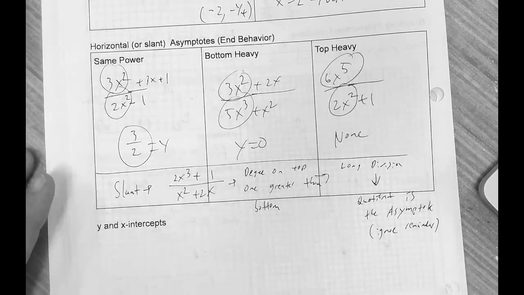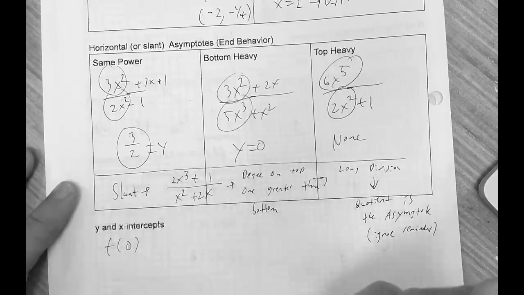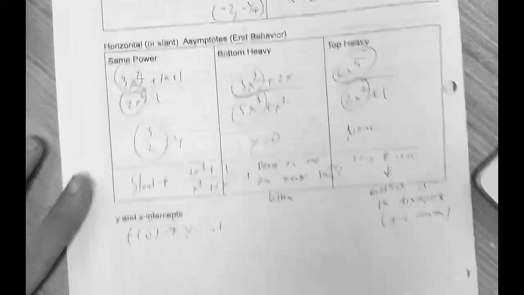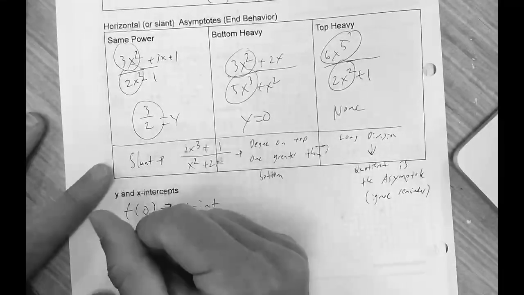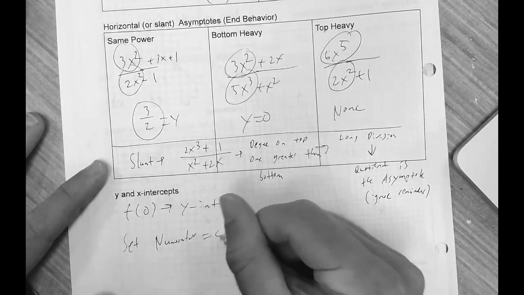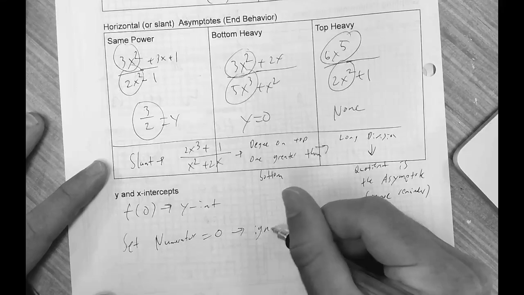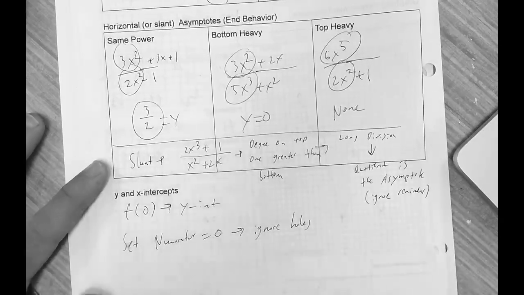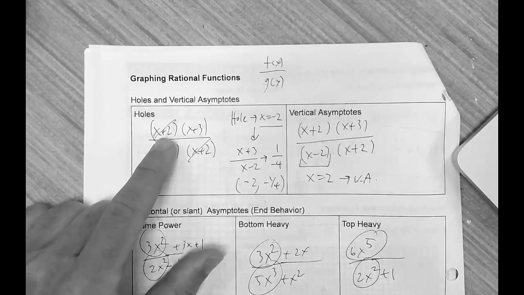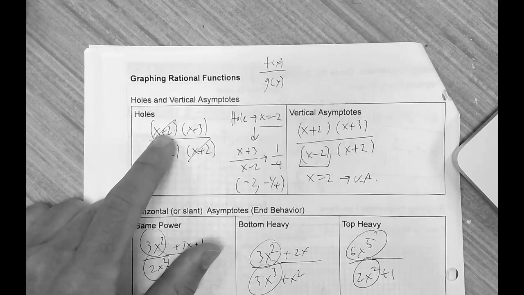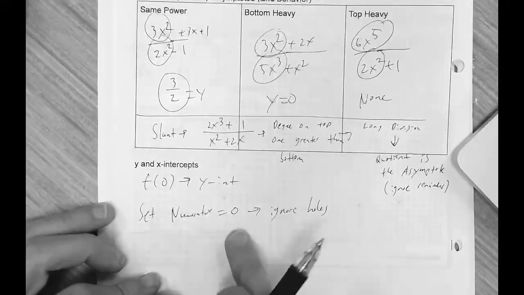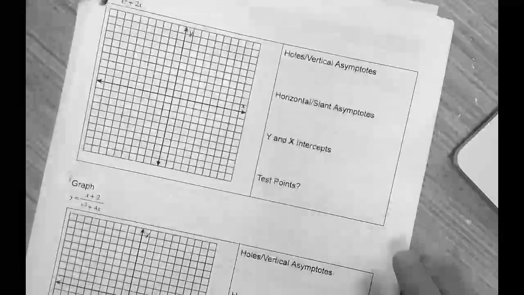Okay, y and x intercepts. Y-intercept's easy, it's just f of 0, always for the y-intercept. X-intercepts, you set the numerator equal to 0, but you ignore the holes. You know what I mean? What I mean by that is you cancel, like, -2 is not a zero in this example. You have to cancel that. We're going to do an example of this in a second. So you set the numerator equal to 0, you ignore the holes. Let's graph it.